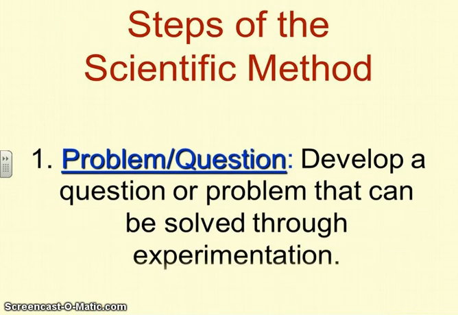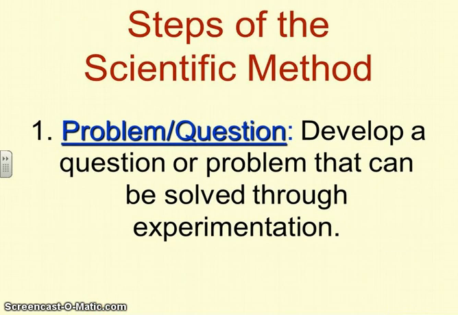Our first step of the scientific method is our problem or question. In this step, we're going to think around the world of something that we would like to find out. What I usually like to say is you're going to develop a question or problem that can be solved through experimentation.